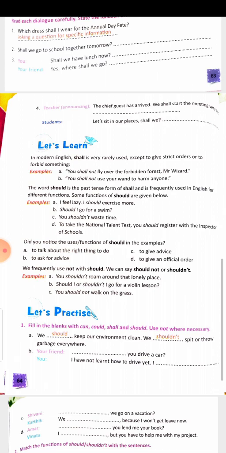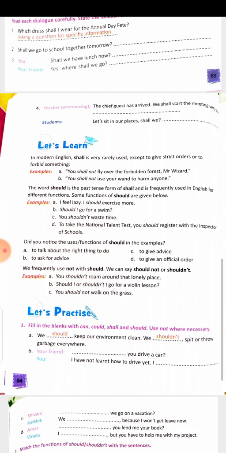The word should is the past tense form of shall and is frequently used in English for different functions. Some functions of should are given below. So the word should is the past form of shall, and it is used frequently in English. That means it is used very much. Some functions of should: I am feeling lazy, I should exercise more. This is to talk about the right things to do.